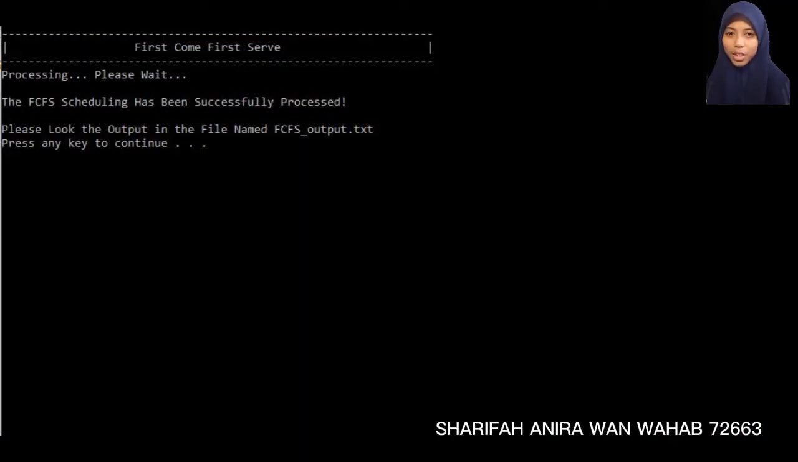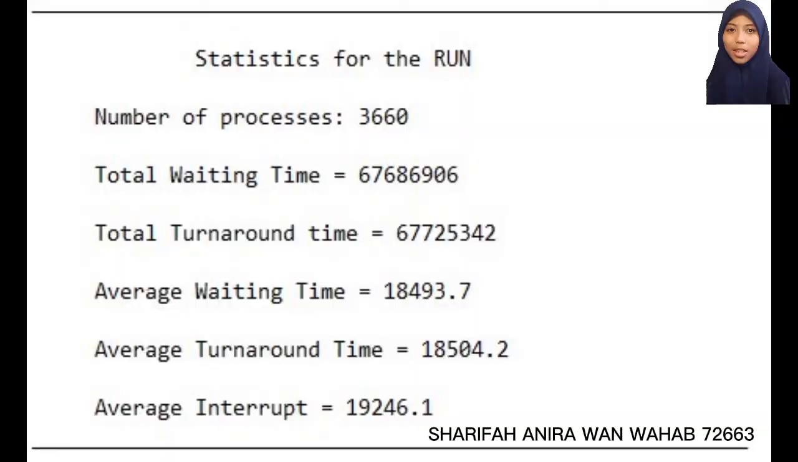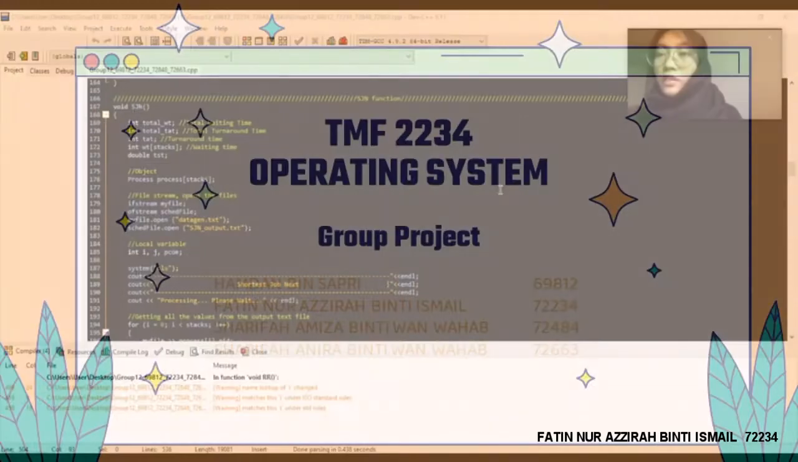This is the execution for first come first serve algorithm. The output will show in FCFS output text file. The text file shows the average waiting time, turnaround time, and number of interrupts for first come first serve algorithm.